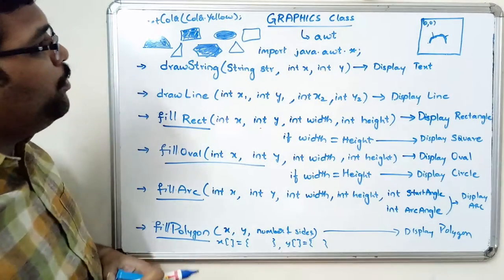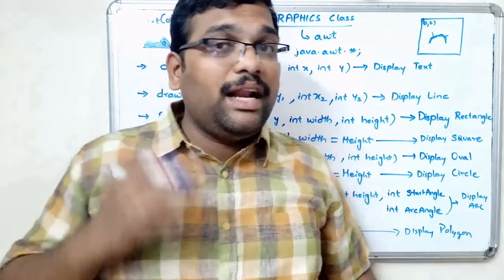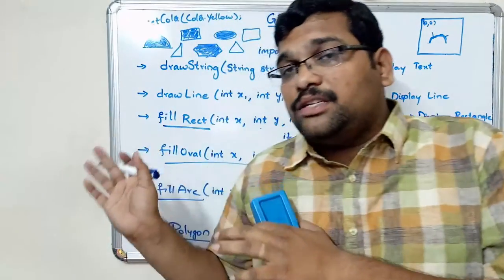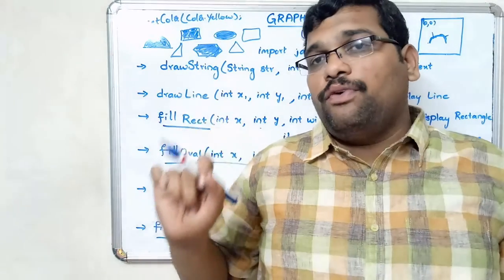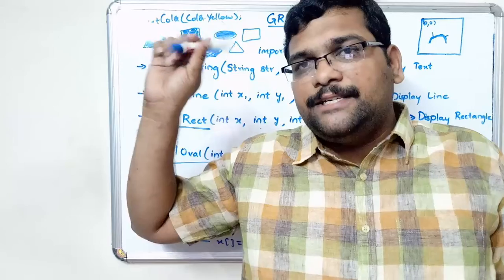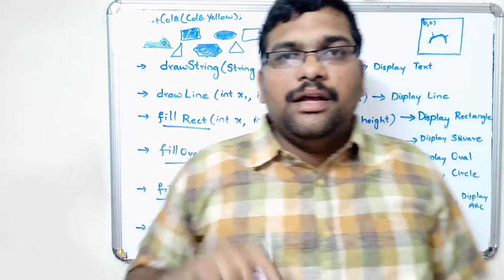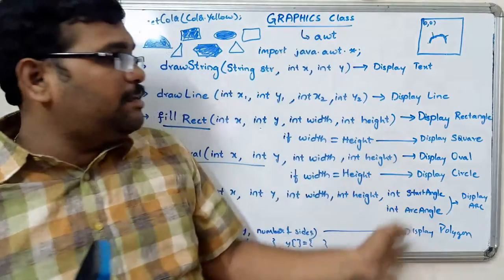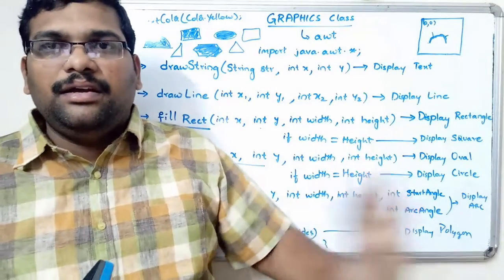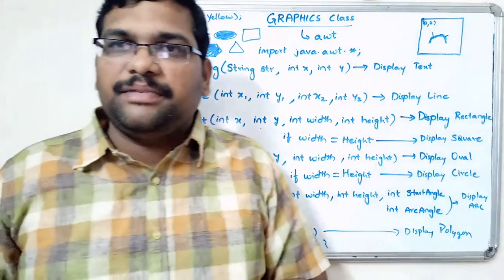Right? So hope you understood these graphics class methods. And the important thing is, once again I am repeating that these methods are not static. If you want to access these methods, you have to create an object for the graphics class, and through the object only we have to call these methods, right? So let us see the implementation part of all these methods in system. Let us stop here. We will go with the implementation part.